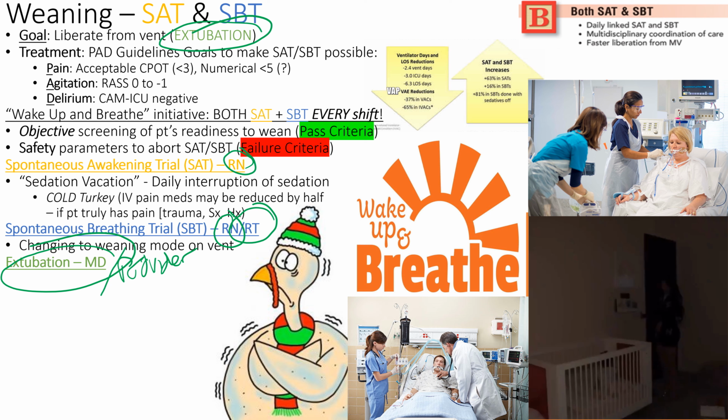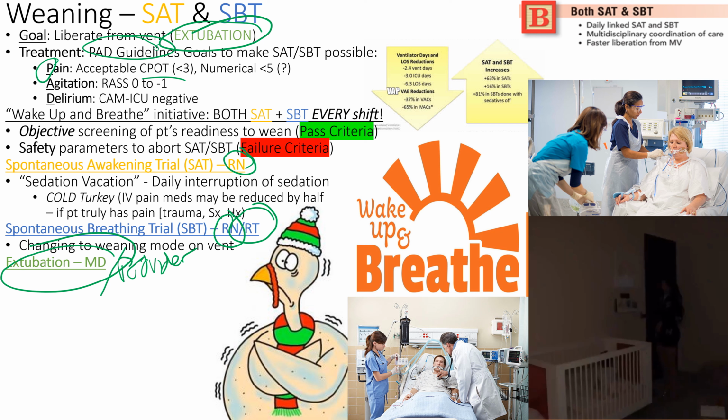Okay, so how do you have a successful SAT SBT? You have to make sure you're treating the PAD, which has been, again, shuffled into ABCDEF. So P is pain, which we just talked about, assessing pain. If the pain is controlled, they're going to do better with an SAT SBT, right? Because if someone's agitated, moving all around, they're not going to pull great volumes, right? So make sure the pain is under control.